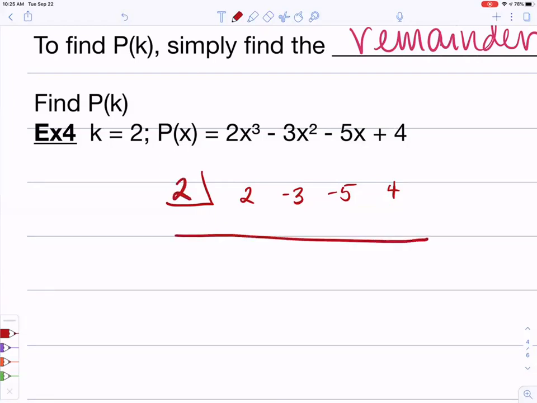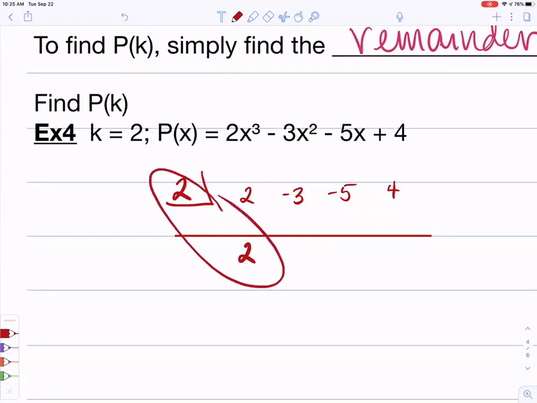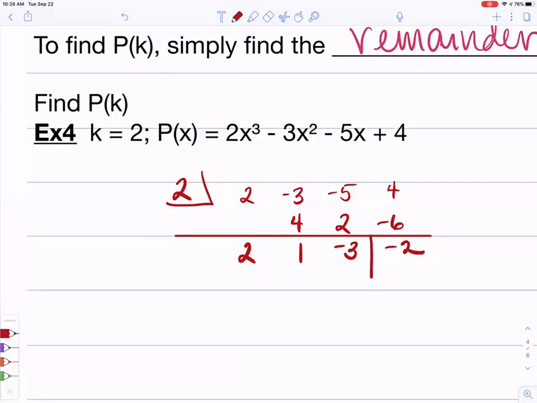Okay, so now we're going to start our process here. Bring down your leading coefficient. Okay, multiply. 22. Multiply. 4. Add. 1. Multiply. Add. Multiply. Add. Put your bar in there.